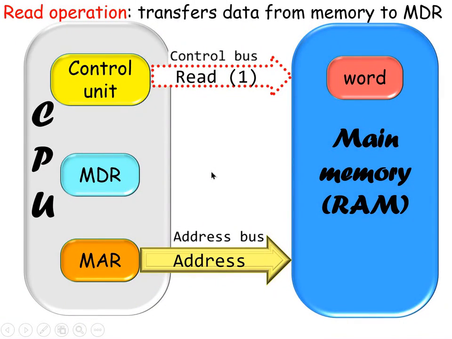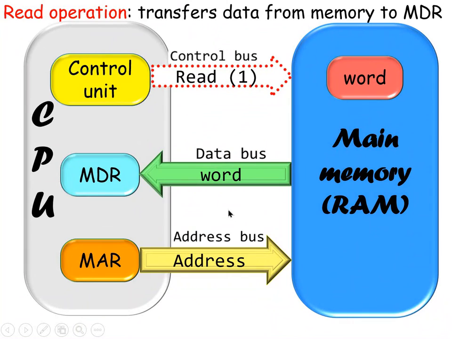A decoder circuit is a digital circuit which points to the specific memory location where the word can be located. The word is then transferred from main memory to memory data register through the data bus.